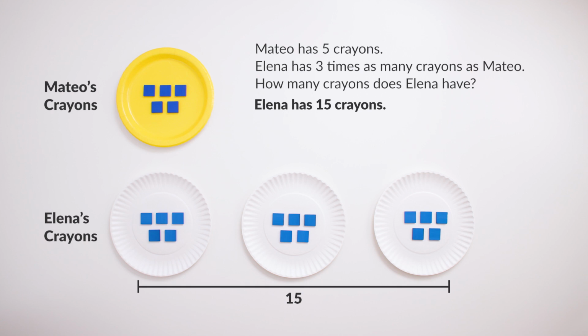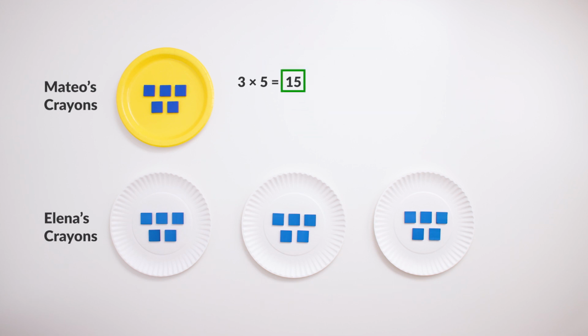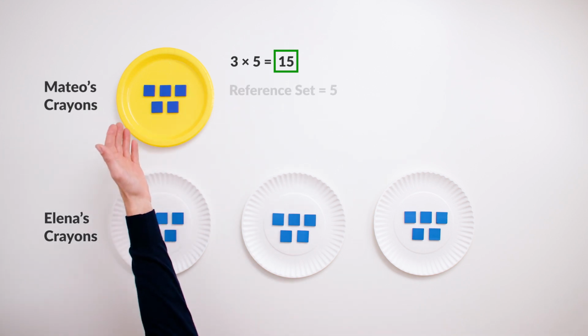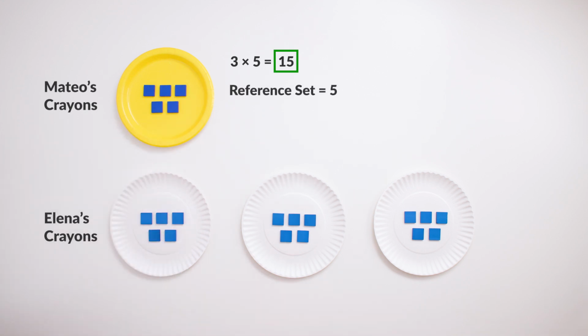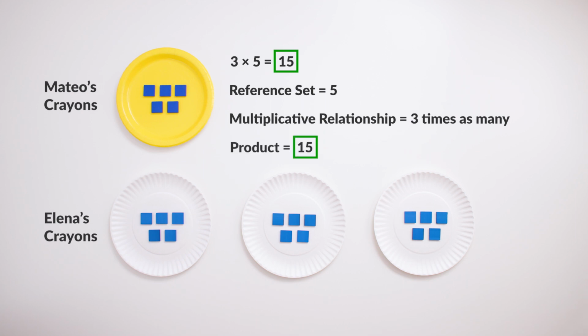Let's write what we did as an equation. 3 times 5 equals 15. And let's label the parts of this problem. In multiplicative comparison problems, such as this one, the set that we are comparing to is called the reference set. In this case, that would be Matteo's 5 crayons. We know that Elena has 3 times as many crayons as the reference set, so I'll put a label that says multiplicative relationship is 3 times as many. And I'll also label the product, which equals 15.